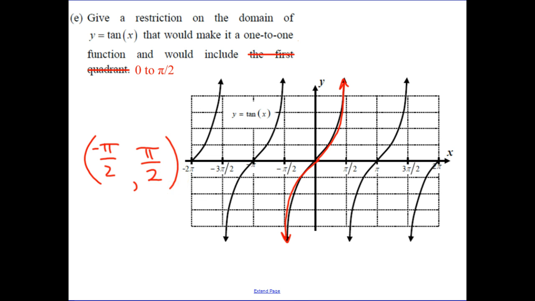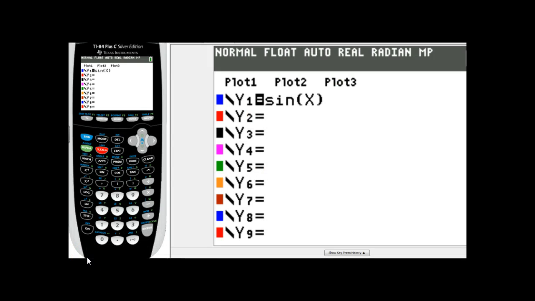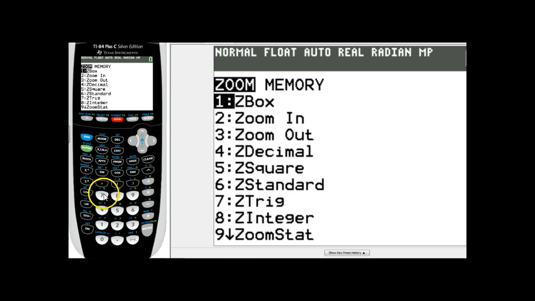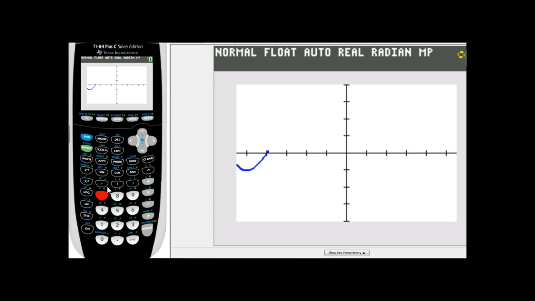So if you have a graphing calculator, I'd like you to take it out and play the recording when you're ready. So I'd like you to put into your y equals sine x, and then we'll go up and we'll do zoom 7. There's a graph of sine x just like before.